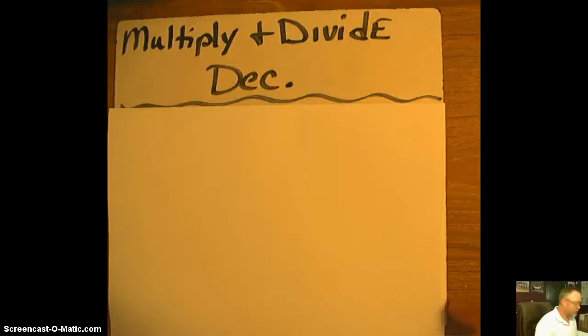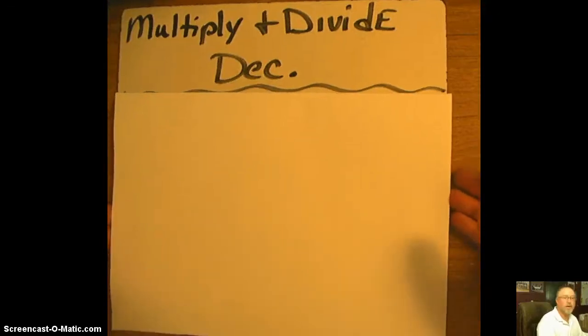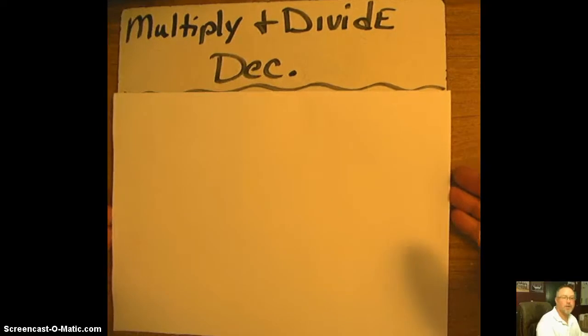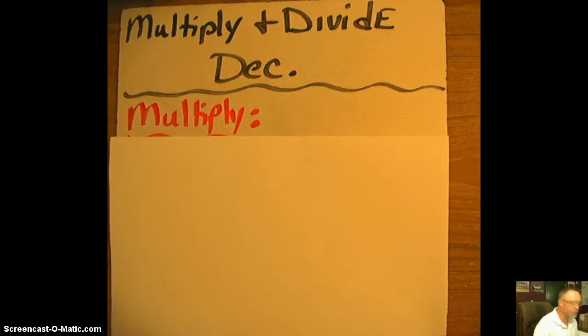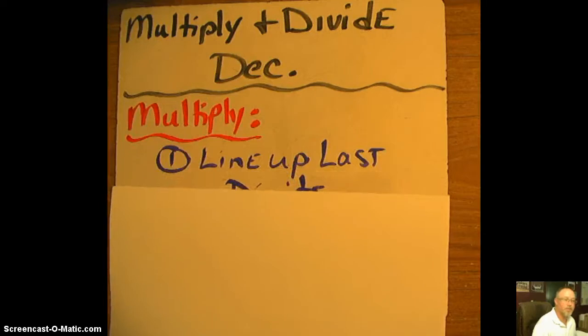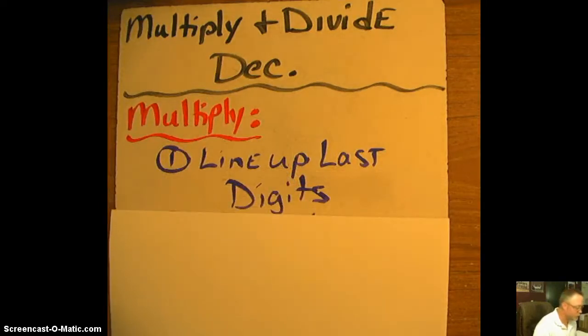Video today is going to be on multiplying and dividing decimals. So there's a couple different things that we're going to do with this one. It's a little different than the addition and subtraction one. So let's start off with some keys for multiplying. When you multiply, one of the things that we did last time was we lined up our decimal. This time we're going to line up the last digits in our numbers.